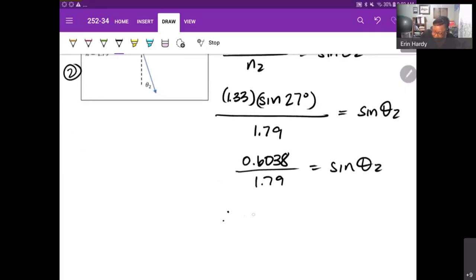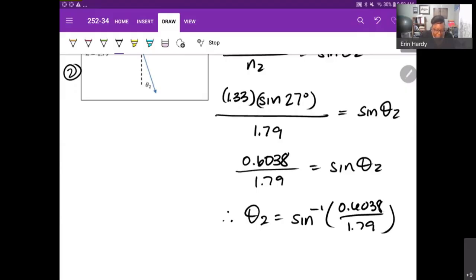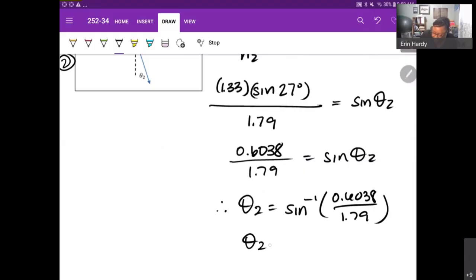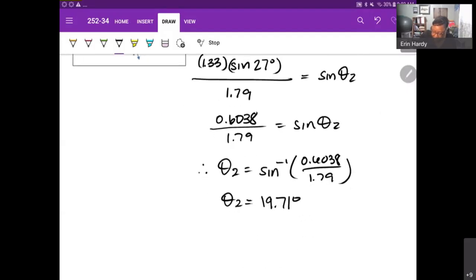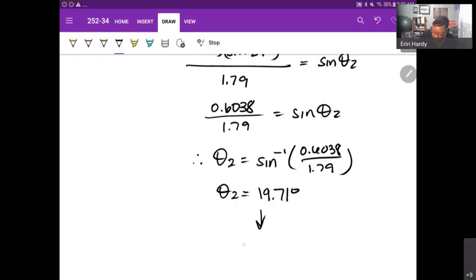Our last step is to take the arcsine of both sides. So theta 2 is, let's see, 19.71. We are back in degrees, and we have 2 sig figs, so we're going to make this 20. Here's our theta 2.